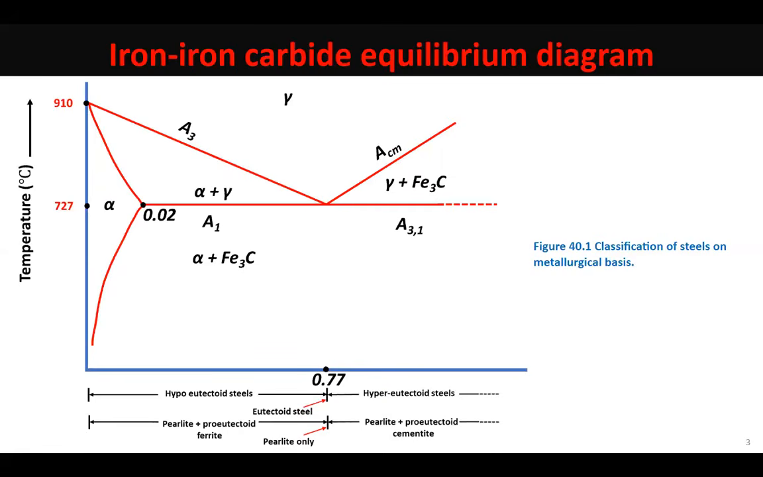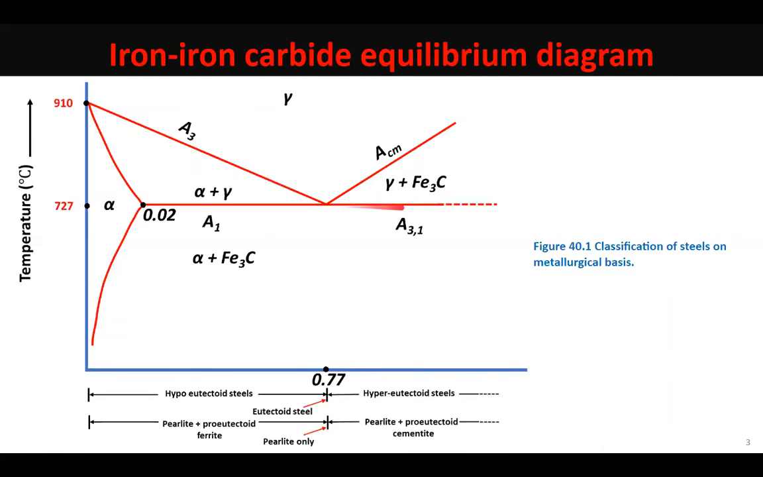And what is perlite? Perlite is a mixture of two phases which contains eutectoid ferrite and eutectoid cementite, essentially in the weight ratio of 8:1, where ferrite lamellas would be 8 times wide as compared to the cementite lamellas. And in this eutectoid mixture, both phases would be present in the lamellar form with alternate lamellas of ferrite and cementite.